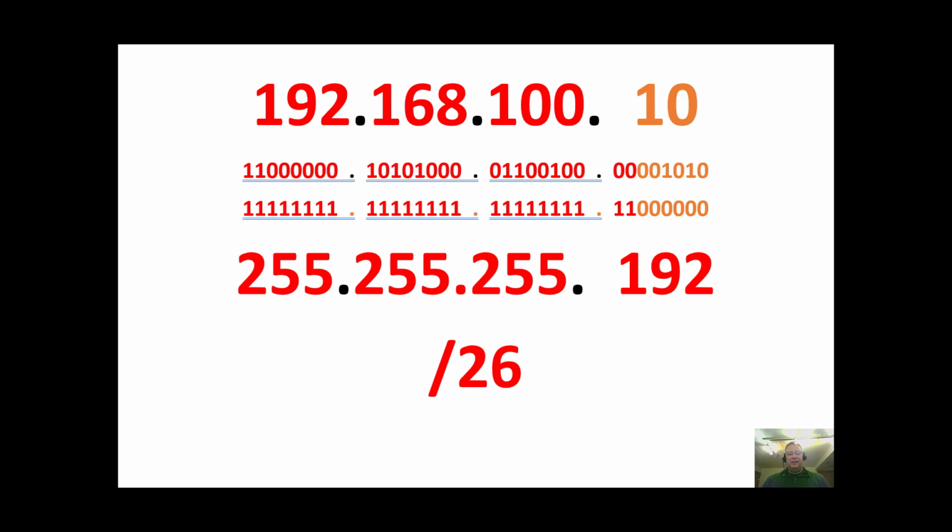In this video, we're going to apply a /26 subnet mask to an IP address and identify what happens to the networking space in that particular system. We're going to use the same example address that we've used before, 192.168.100.10. And take a look at our subnet mask this time, /26, 255.255.255.192.